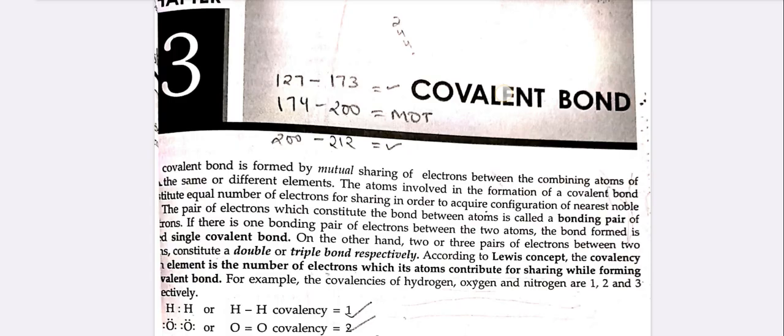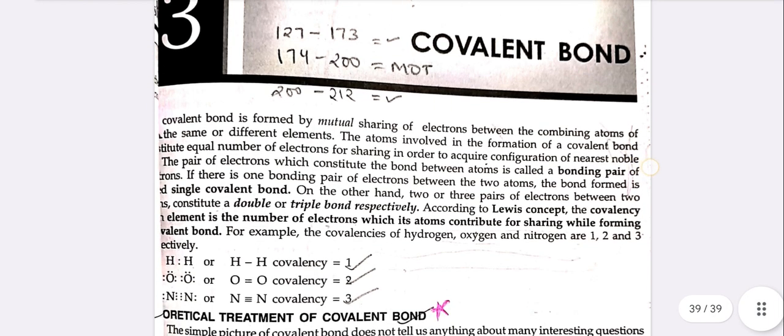The pair of electrons which constitute the bond between atoms is known as bonding pair of electrons. If there is one bonding pair of electrons between the two atoms, the bond formed is known as single covalent bond. On the other hand, two or three pairs of electrons between atoms constitute a double or triple bond respectively.